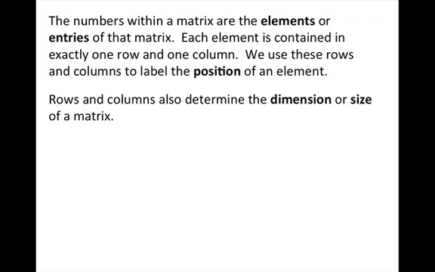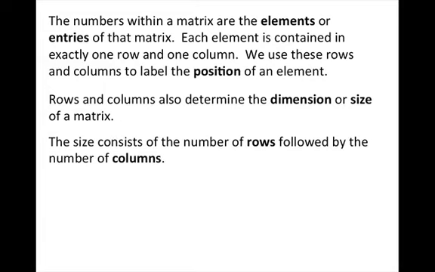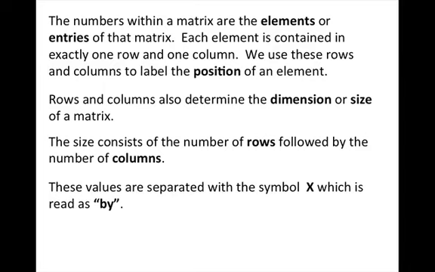The rows and columns are also used to determine the dimension or the size of a matrix. When you're listing the size, you always list the number of rows first, followed by the number of columns. We separate these 2 numbers with the symbol X, which reads as "by." So the matrix listed above had 2 rows and 3 columns, so its size would be 2 by 3.